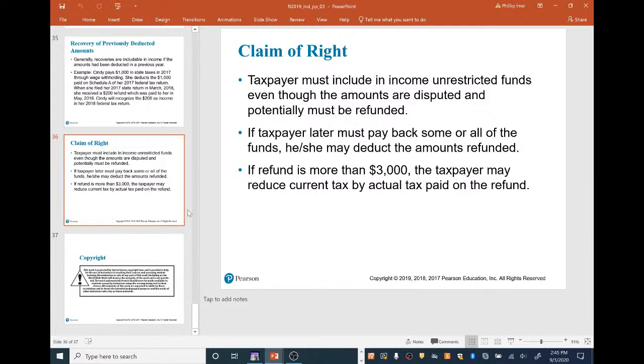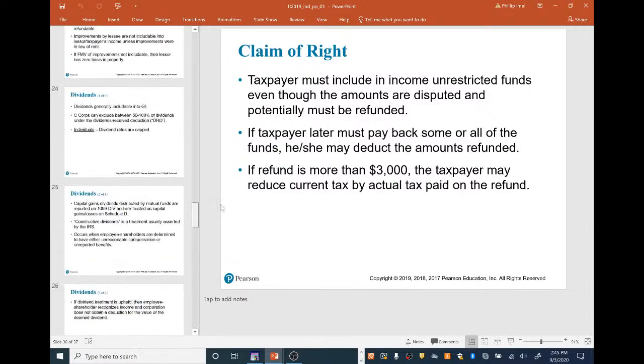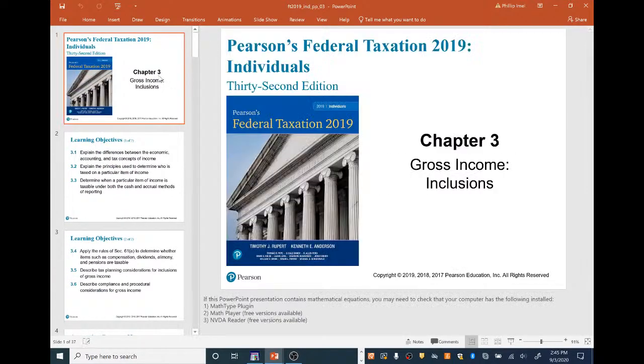Okay, once again, this is all for Chapter 3, dealing with gross income, in particular the inclusions of gross income. And then also we covered a little bit of tax planning strategies or tax planning considerations, and also compliance and procedural considerations. So I'll go ahead and post this lecture.